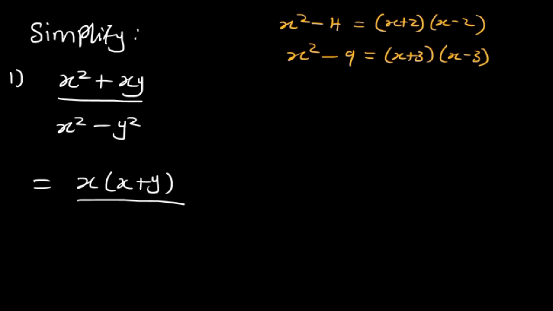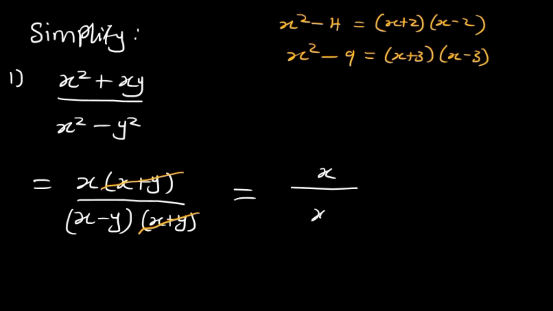In our own case, we are having x minus y, and this will be x plus y. So we can see x plus y at the numerator and x plus y at the denominator. So what we are left with is x all divided by x minus y, which is the solution to this given expression.